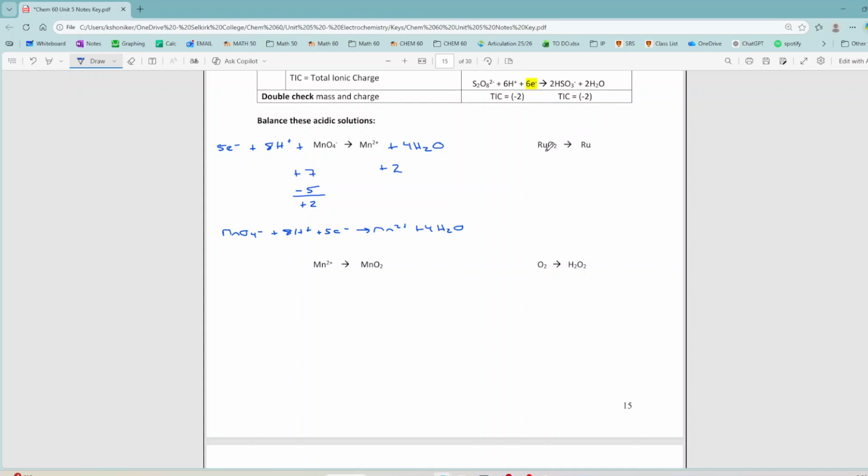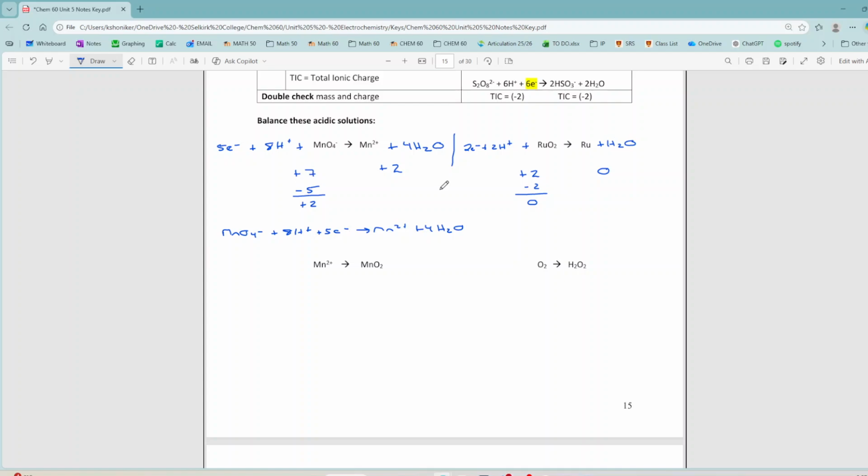So the next one, again, balance for majors, Ru, I think this is rubidium. Then I'm going to balance for oxygens. So there's 2 oxygens on the left. So I'm going to add 2 waters on my right. Now I have no hydrogens on the left and 2 hydrogens on the right. So I'm going to add 2 hydrogen ions on the right. And now I have to check for charge. On the left, I have +2 and then a 0. On the right, it's all 0. So I need to -2 to bring my total ionic charge to 0. So I'm going to add on 2 electrons. And I'm going to leave it like that.